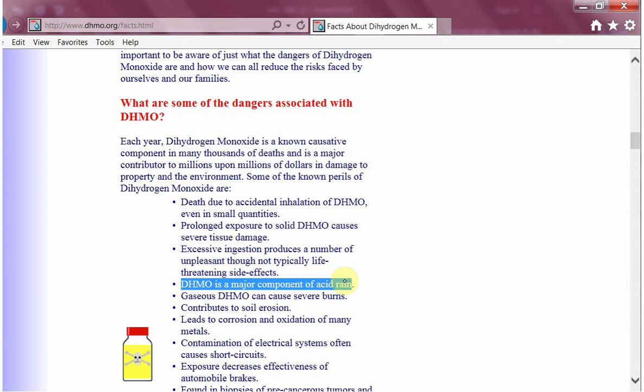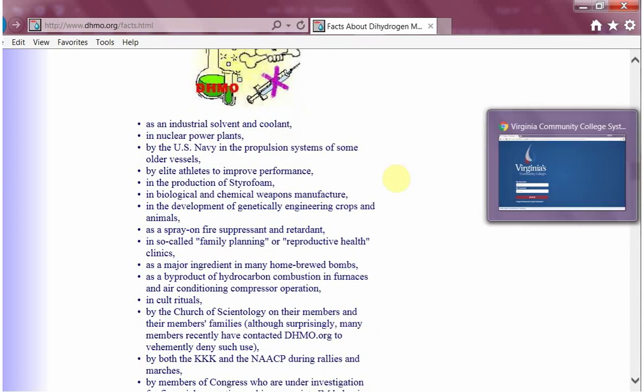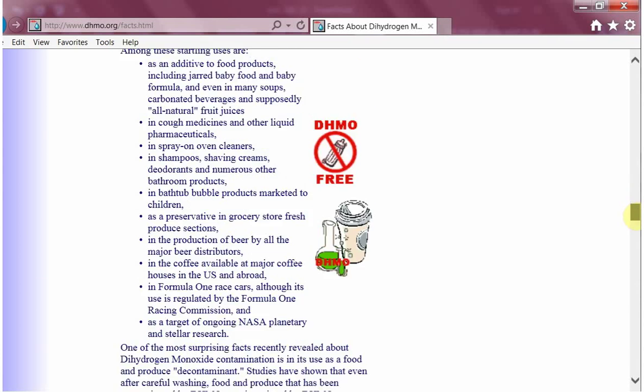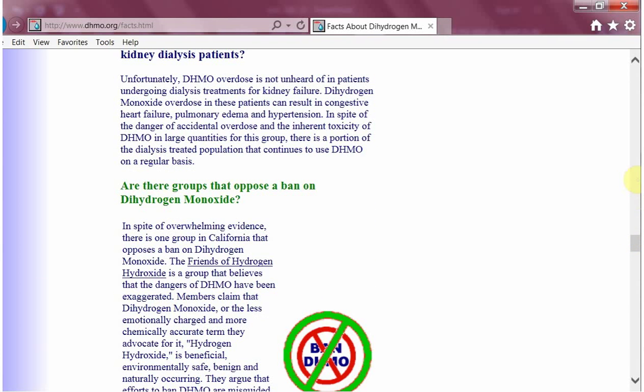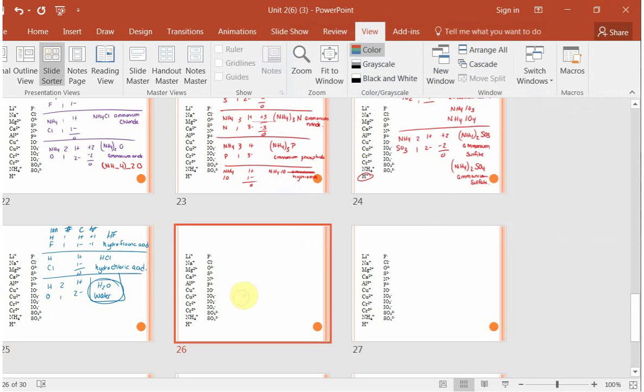Anyway, DHMO is a major component of acid rain. You know, rain is water. Gaseous DHMO can cause severe burns if it's hot. In fact, steam gets much hotter than water, if you guys don't know that already. Contributes to soil erosion. Yep. Leads to corrosion and oxidation of metals. If you've ever left your bike outside and your chain rusted, that would be true. Contamination of electrical systems causes short circuits, if you've ever dropped your cell phone in water, and so on and so on. And so they go on to say all these terrible things that water does. And I don't know how many thousands of people signed this petition, but they actually signed it and sent it to their congressman. So, you know, they looked silly. And so, yay chemistry. You're going to be smarter than those people.